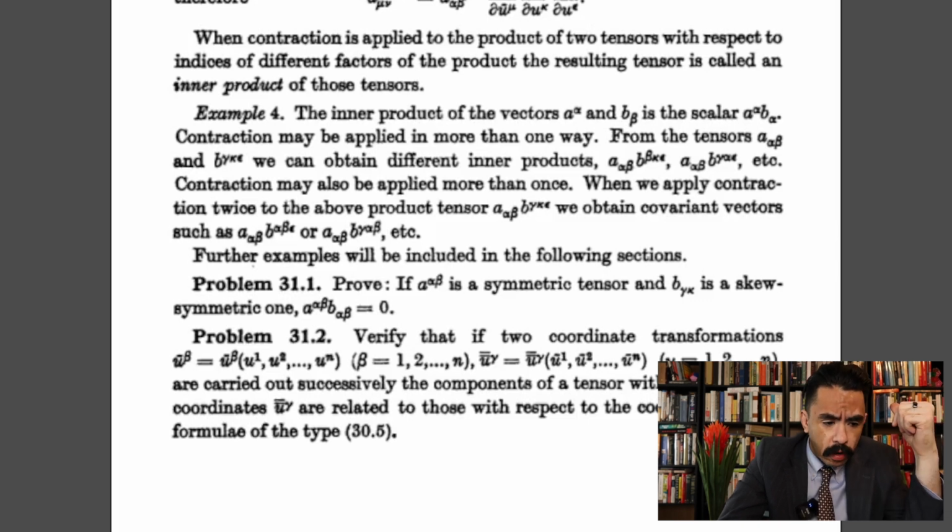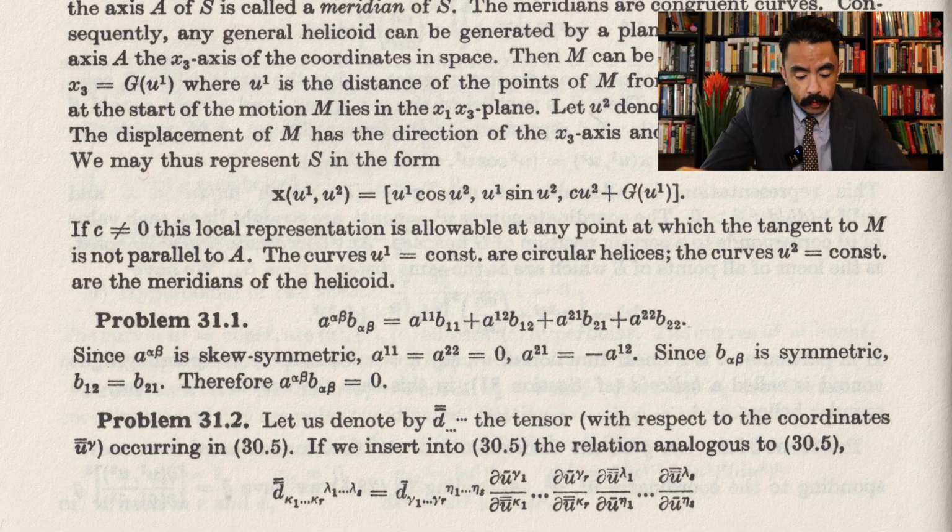Problem 31.1. Prove that if a superscript alpha beta is a symmetric tensor and b sub gamma kappa is a skew-symmetric one, then a superscript alpha beta times b sub alpha beta equals 0. Okay, so a superscript alpha beta times b subscript alpha beta equals, now expanded out, a superscript 11 times b sub 11 plus a superscript 12 times b sub 12 plus a superscript 21 times b sub 21 plus a superscript 22 times b sub 22.